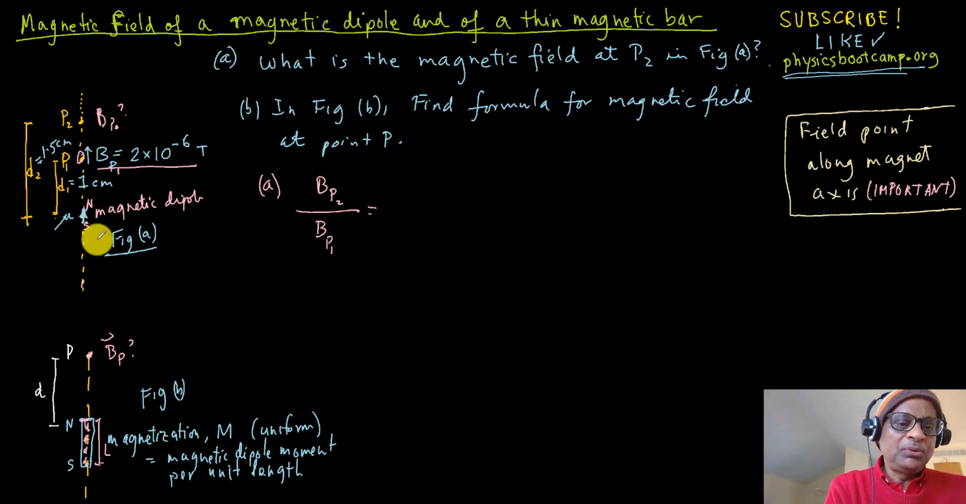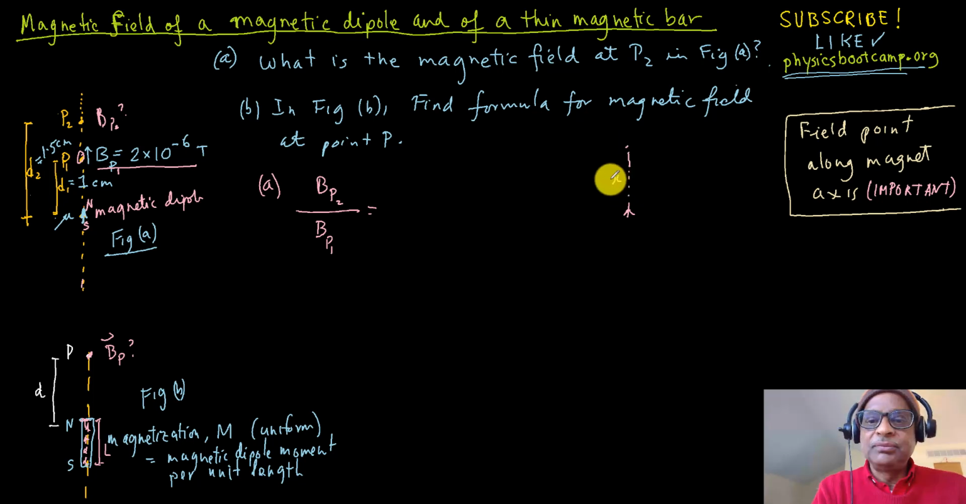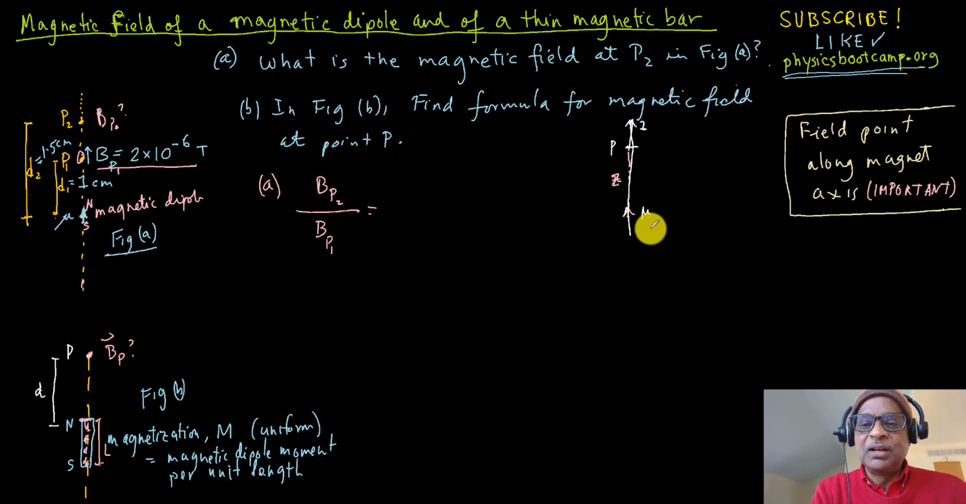So if I put a dipole here, and at a distance, say z from here, I'm going to use z and call this axis the z-axis. This whole axis we'll call the z-axis, and I'm at a distance z from here. That's point P, and I have a dipole mu. What's going to be B at P?